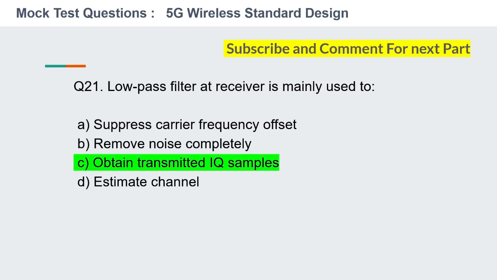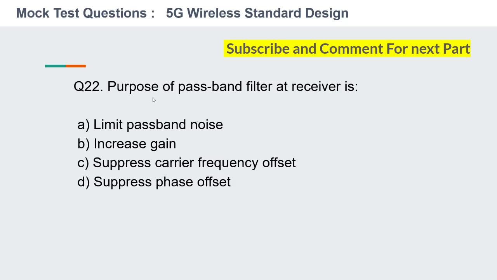Now let's go to our question number 22. Purpose of passband filter at receiver is, so these are the options: limit passband noise, increase gain, suppress carrier frequency offset, suppress phase offset. So your time starts now. And the answer is A, limit passband noise.